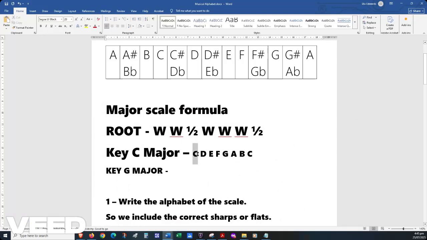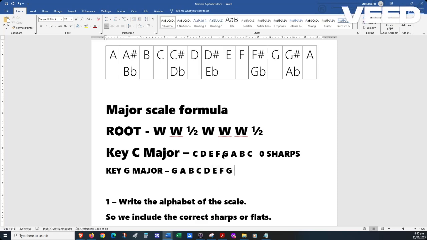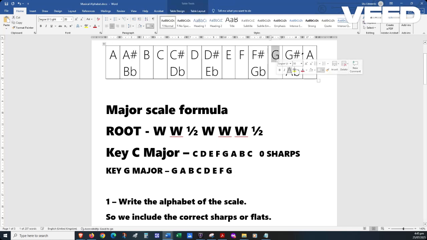We're starting on C. In that key, there are no sharps, but we're going to go 1, 2, 3, 4, 5, and we're going to start on the G. We're going to write out the alphabet. G, then we start on A again, B, C, D, E, F, and G. Then we come up to the musical alphabet here. Root note, whole, whole, half, whole. We've got an F sharp or a G flat, and then a half back to G.